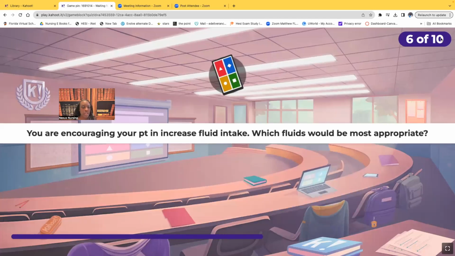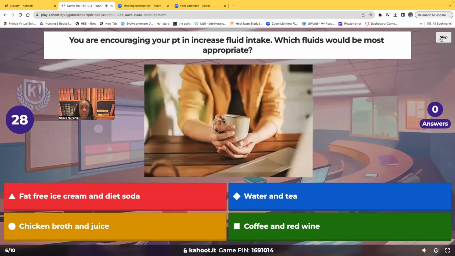All right. Next question. You're encouraging your patient to increase fluid intake. Which fluids would be most appropriate? You want your patient to increase fluid intake. What are you going to teach them to take? Is it fat-free ice cream and diet soda? Would it be water and tea? Would it be chicken broth and juice? Or would it be coffee and red wine? What are you going to encourage your patient to increase in their system if they need to increase fluid intake?